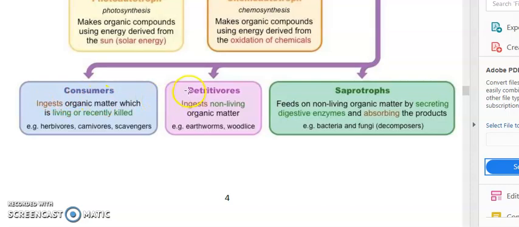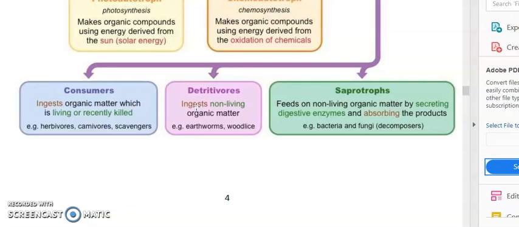Detritivores are another category, which will ingest non-living or dead organic matter. For example, earthworms in the soil feed on detritus. So the word detritivores comes from the word detritus. Detritus means dead matter, right? So earthworms in the soil are a good example of that. And then the saprotrophs. So sapros means non-living organic matter, decaying organic matter. And they have a way of ingesting the dead organic matter.